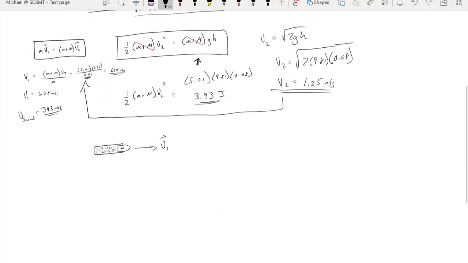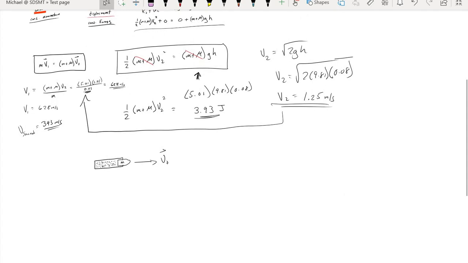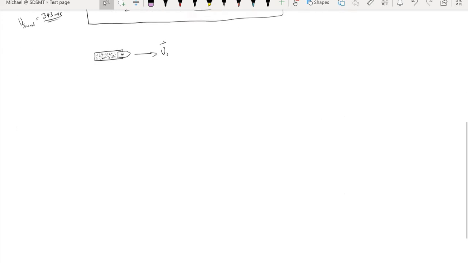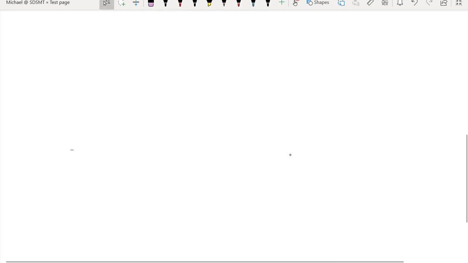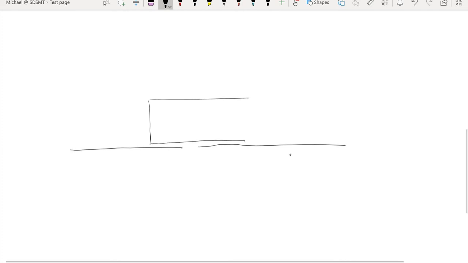But that brings us to the end of the first example problem that I wanted to show. The second one is going to be similar to the first one, in that we're going to fire a bullet into a block. But this time we're going to fire the bullet into the block from underneath. We'll have a little partition in the table here where the bullet can pass through.